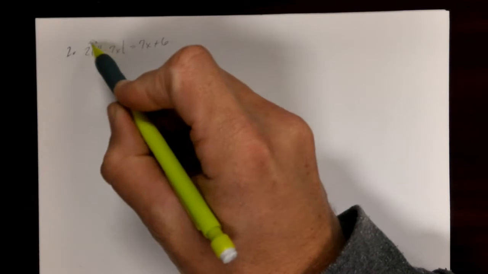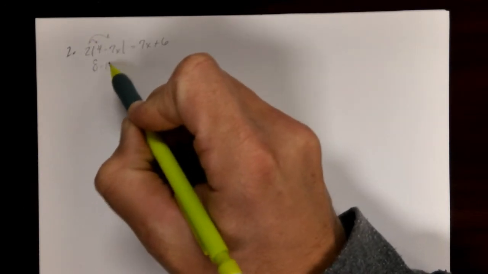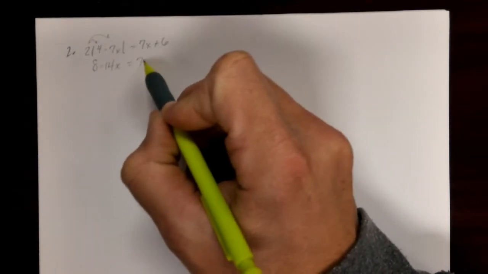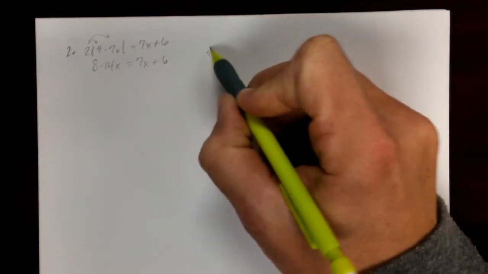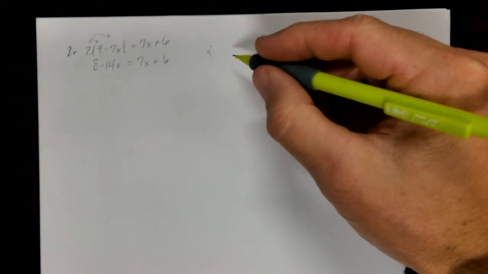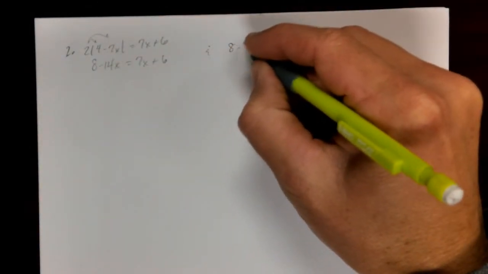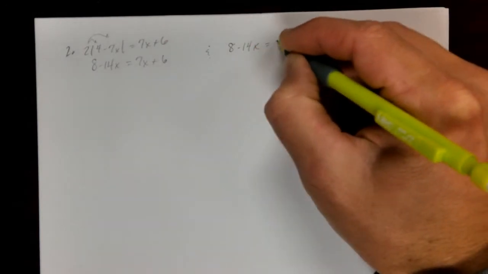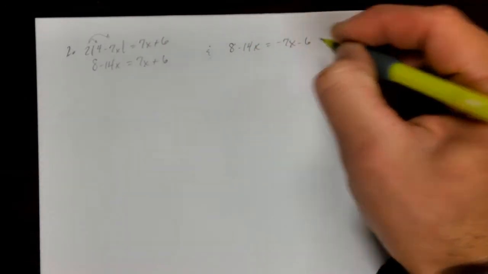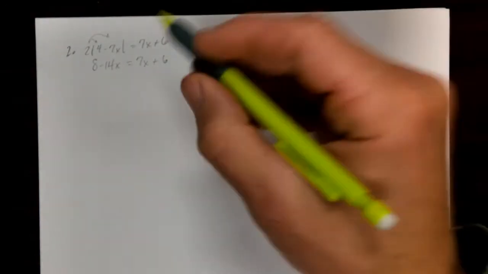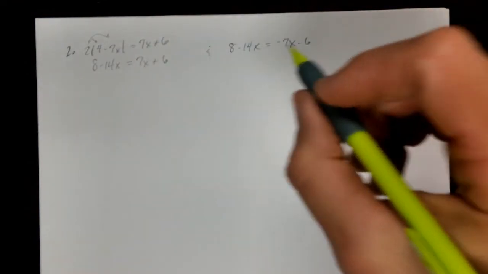So I'm going to go ahead and distribute this in. 8 minus 14x on this side equals 7x plus 6. Okay, we also have our second case, which is the negative, right? So we're going to have the same thing on this side, 8 minus 14x. But on the other side, we have negative 7x minus 6. That's my negative case. We can take the negative of the entire side.